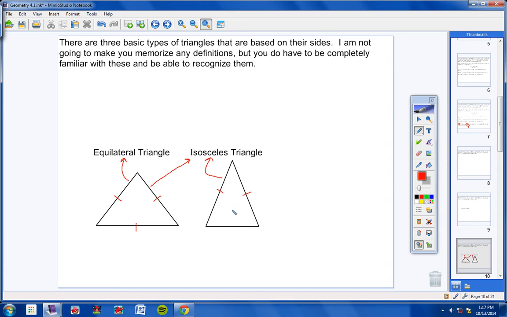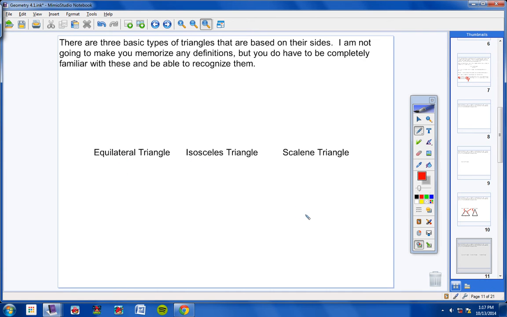Now the last triangle we're going to look at today, when it comes to classifying triangles by their sides, is a scalene triangle. Now a scalene triangle has no congruent sides. None. So it could look like this. Let's go ahead and draw a triangle like this. There would be a scalene triangle. I would put a mark here, 2 marks here, and 3 marks here. None of those sides are congruent.